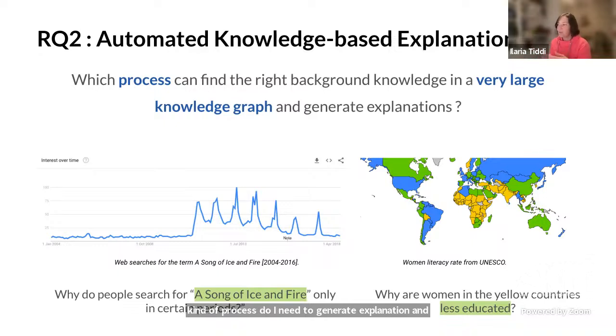Then we tried to work with some examples of patterns of data, of things that people might want to explain. We had this very good example that worked with Google Trends, where you try to explain why a certain web search is regularly happening at specific points in time. In this case, why people are searching for the term "A Song of Ice and Fire" only in certain periods. You see that there are very regular peaks.